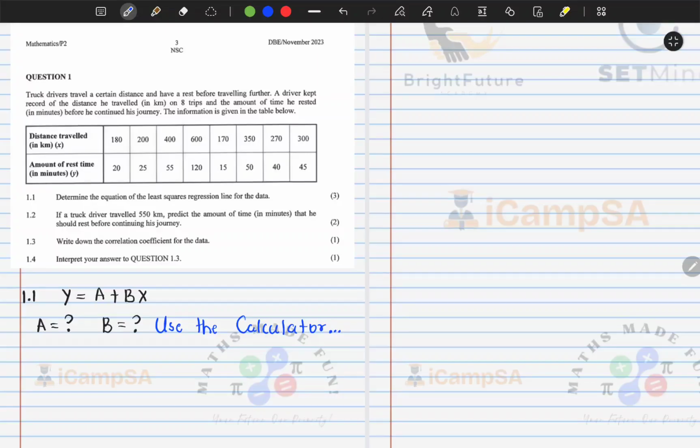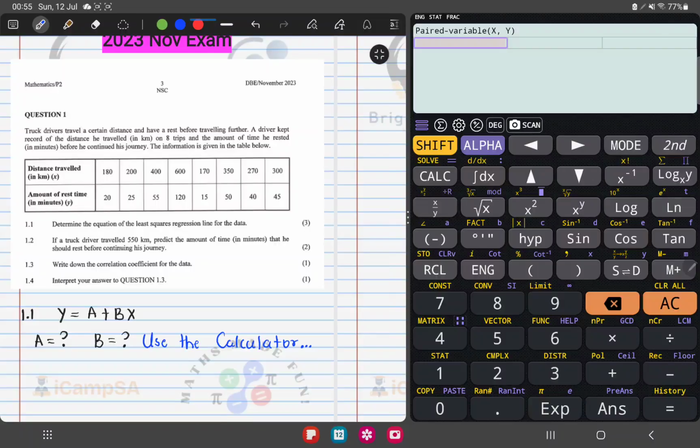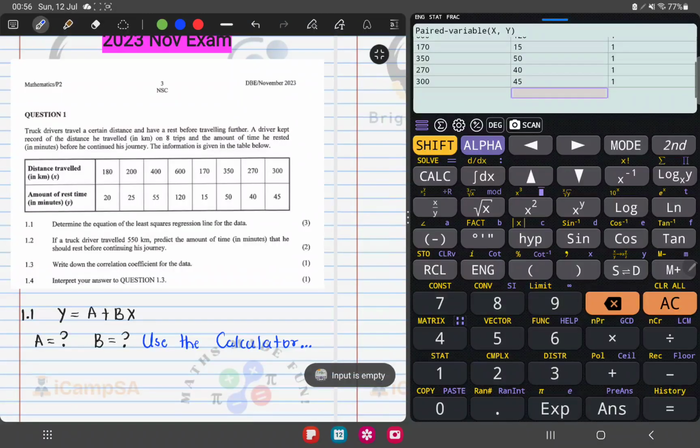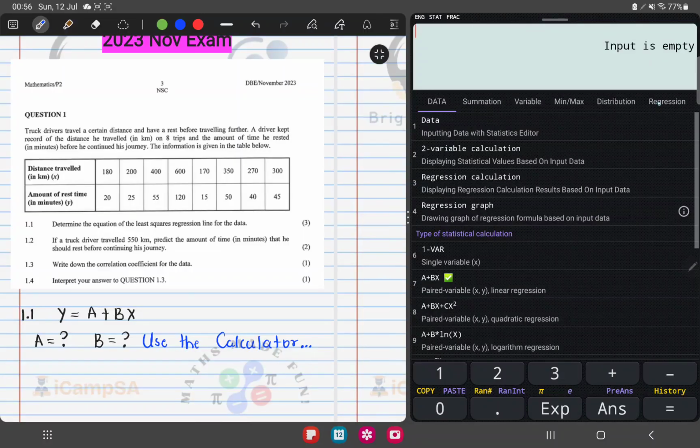Okay, so let's go ahead and use our calculator. Let's type our data. We have 180, 200, 400, 600, 170, 350, 270 and then 300. And we go up. We now need to do the y, where we have 20, 25, 55, 120, 15, 50, 40, and 45. After doing that, you just click AC, and then we go to our regression.